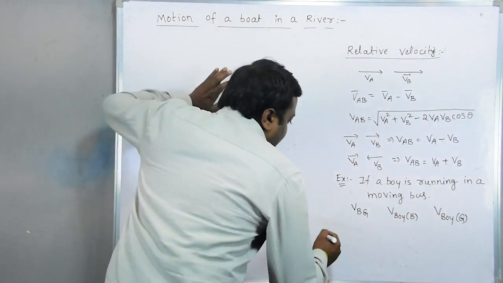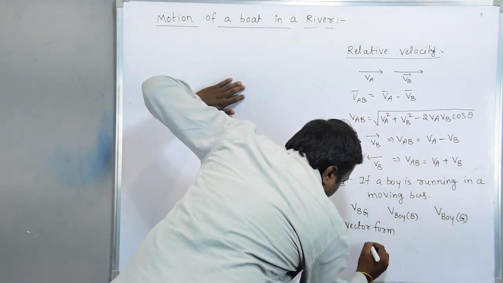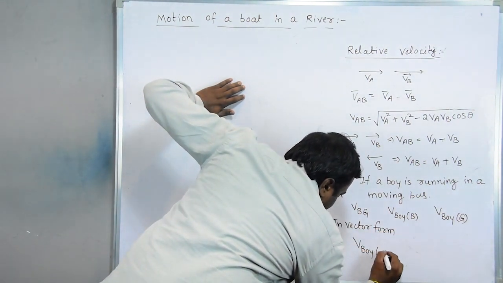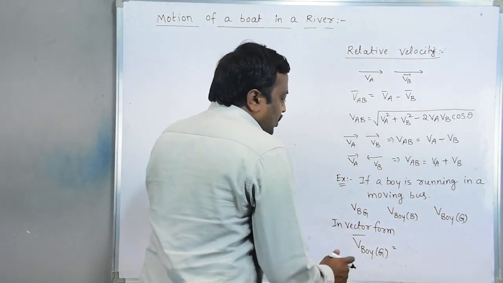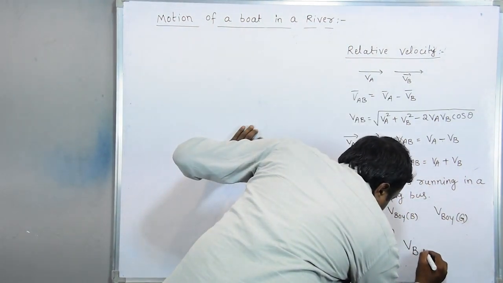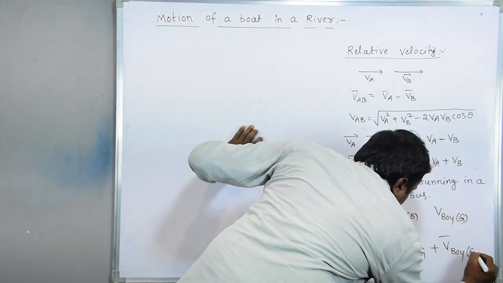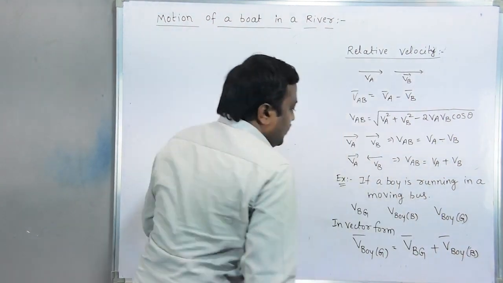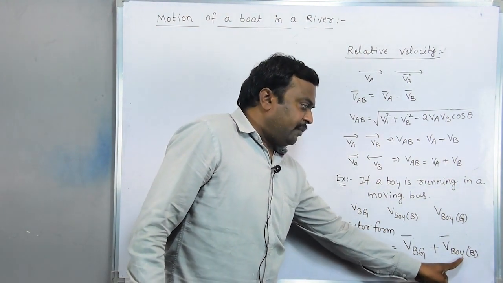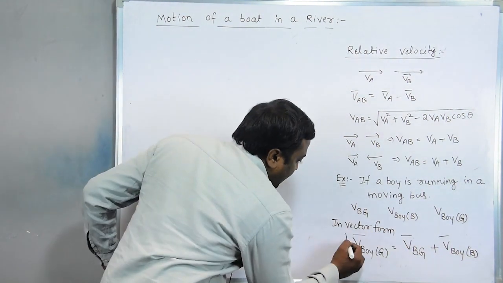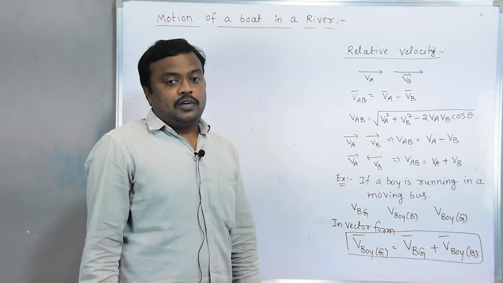So how can we write it in vector form? In vector form, velocity of boy with respect to ground, we don't know, that we should find. Velocity of boy with respect to ground is nothing but velocity of bus with respect to ground plus velocity of boy with respect to bus. Don't get confused. Velocity of bus with respect to ground plus velocity of boy with respect to bus. This vector addition will give the velocity of boy with respect to ground.